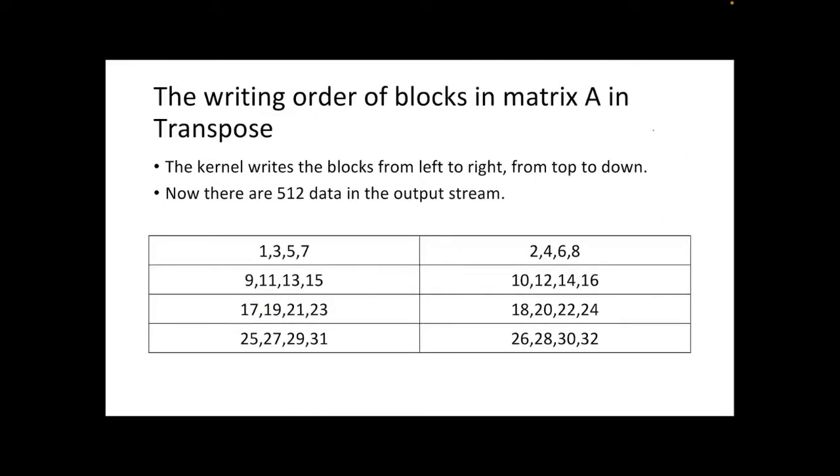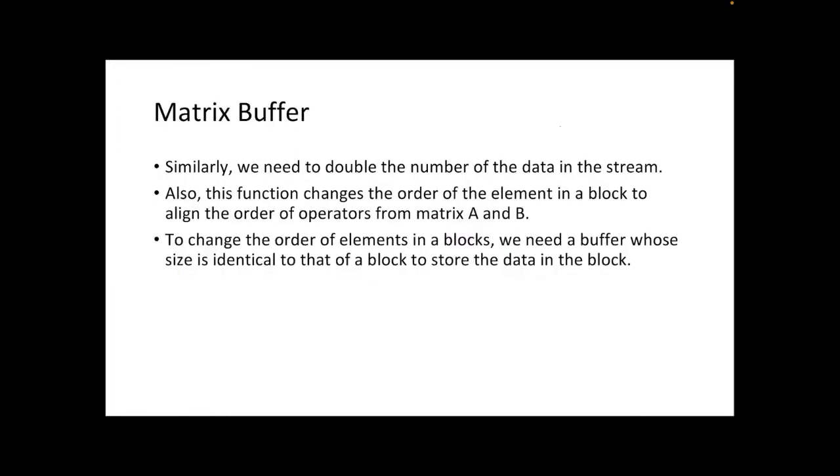And this is the writing order of blocks in matrix A. It is from here, and then repeat it 4 times and move to the next row. And the order makes sense. You'll understand why it performs this in C = A times B, and you'll understand why the order is aligned in this way.